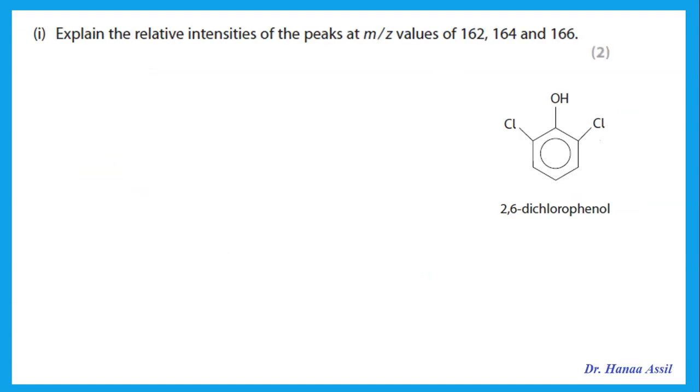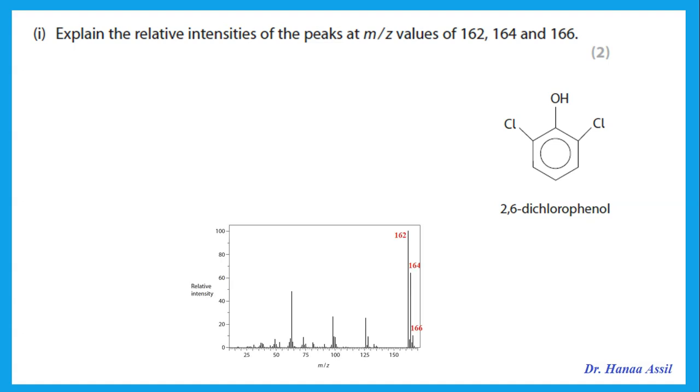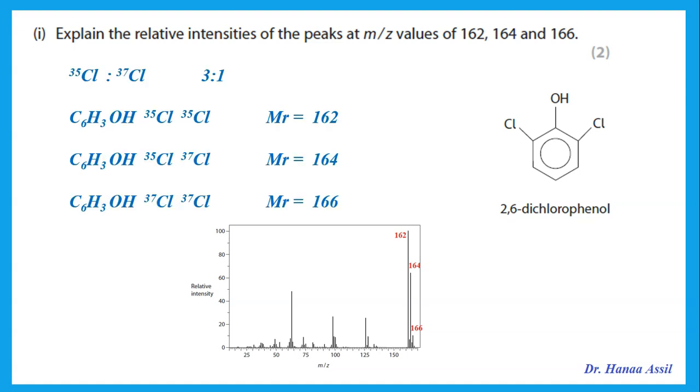And the question is, explain the relative intensities of the peaks. So if you look at the relative intensities, 162, 164, 166, why do they have these relative intensities? Well, this has to do with the fact that chlorine has two isotopes, chlorine-35 and chlorine-37. And you should be aware that these isotopes exist in a ratio of 3:1, or 75% of the atoms are chlorine-35, 25% are chlorine-37.